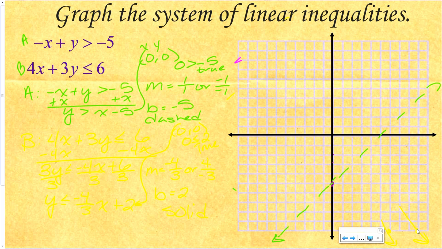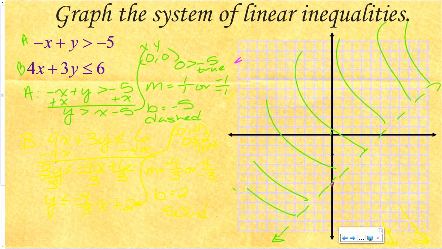If it's true, I color in the side that contains that point. If it's false, I color in the other side. I only have 2 sides, and I only have 2 answers, either true or false. Is that okay? Did that answer your question? Okay. So then I color this side in. Anybody else have a question? And then you do the same thing with the other line.